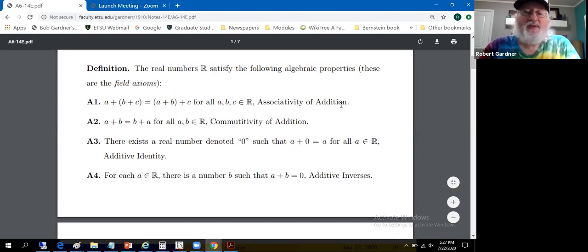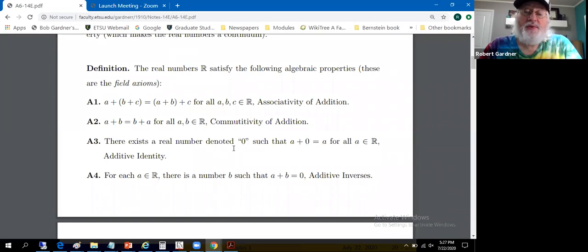We have associativity of addition. That is, A plus the quantity B plus C is the same as the quantity A plus B, plus C. You can add the B and C first, or you can add the A and B first. Doesn't matter, same real number. You can add things in different orders. A plus B is the same as B plus A. That is, you have commutativity of addition.